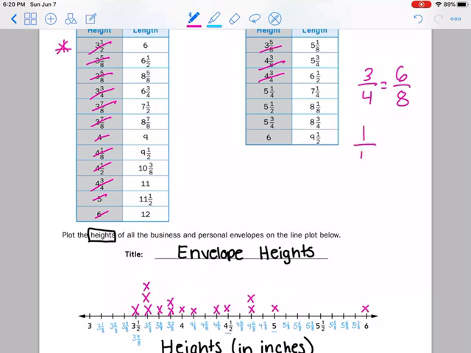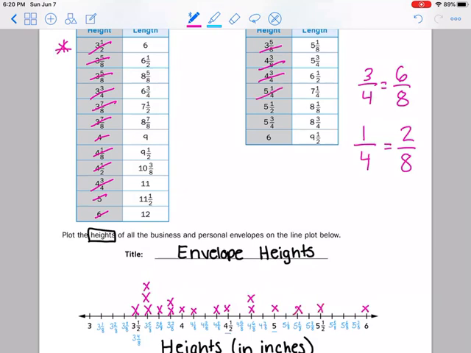Okay, we're going to have to do the same thing for 1/4. What is the equivalent fraction with a denominator of 8? So 4 times 2 is 8. So 1 times 2 is 2. So 2/8 is the same as 1/4. So this would be 5 2/8.